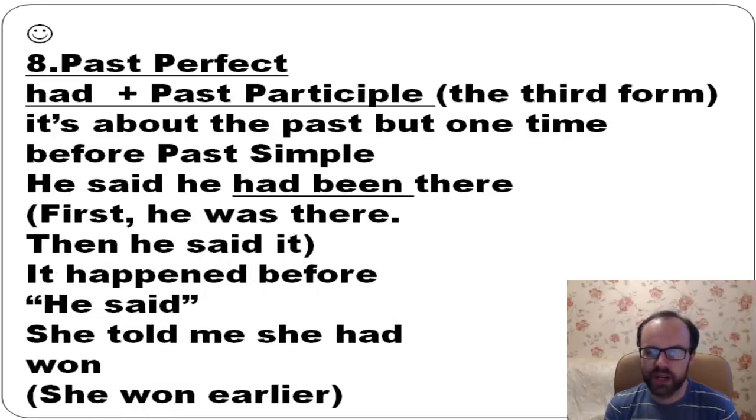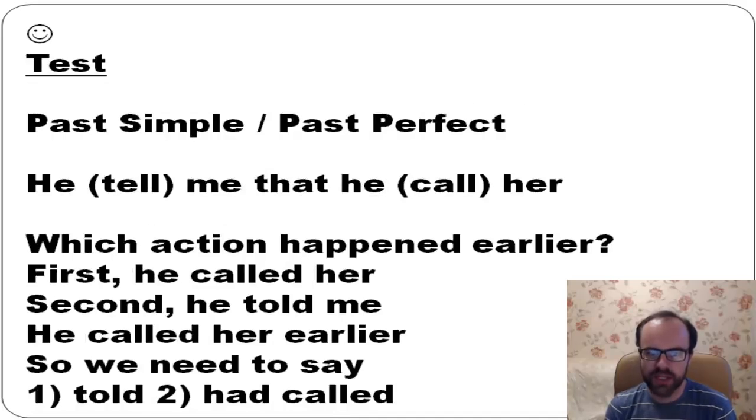Past perfect. Had plus past participle, the third form. It's about the past, but one time before past simple. He said he had been there. First he was there, then he said it. It happened before he said. She told me she had won. She won earlier.